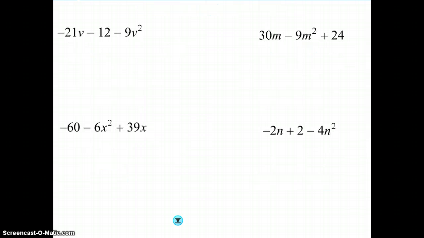We're going to go ahead and quickly put these concepts together. Step 1, let's make sure our variables are in the correct order. My negative 9v squared should come first, then my negative 21v, and my negative 12. Now that I've rearranged this, I'll take out my greatest common factor of negative 3, leaving me with 3v squared plus 7v plus 4, and I'll factor that remaining trinomial.